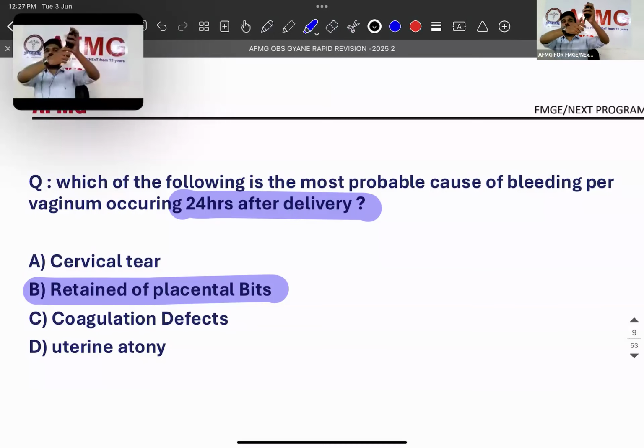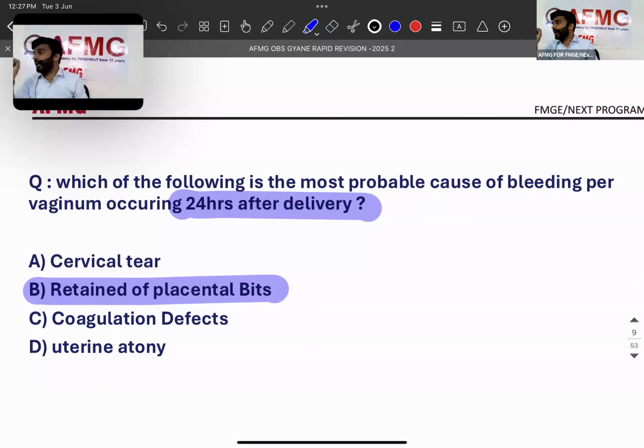Now, if I will remove all of a sudden this cord, what will happen? Lot of things will happen. So first of all, bleeding will happen, called as postpartum hemorrhage, only when it exceeds 500 ml in the normal vaginal delivery, 1000 ml in the cesarean section.